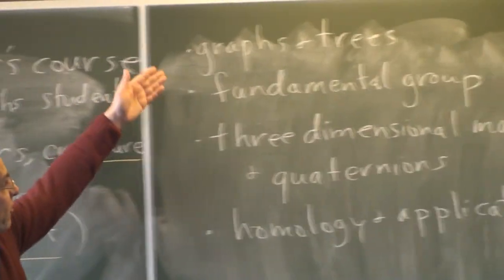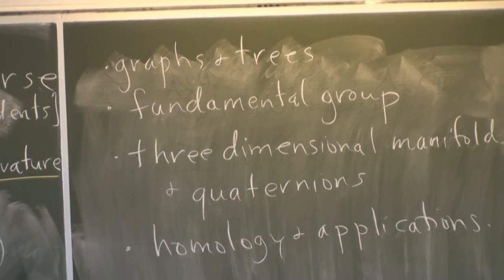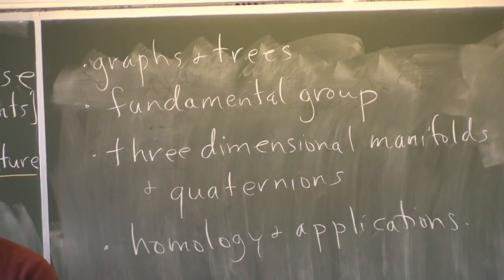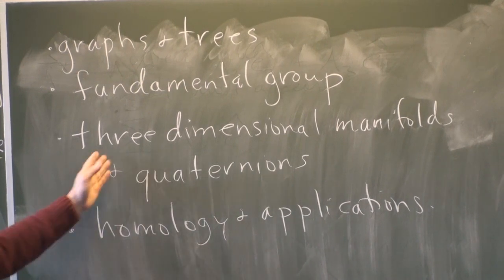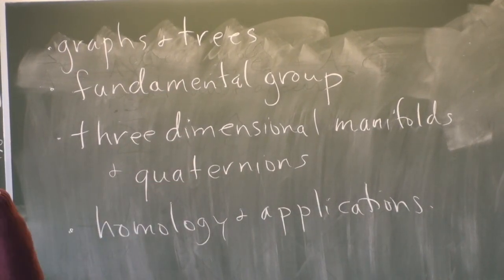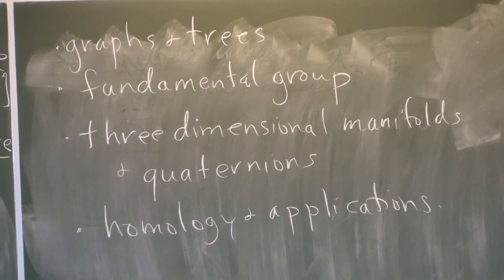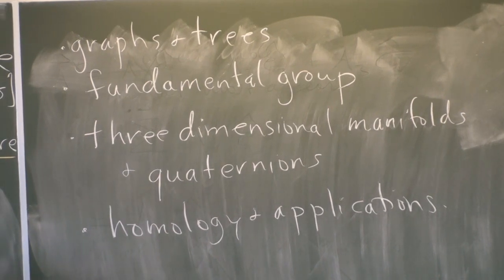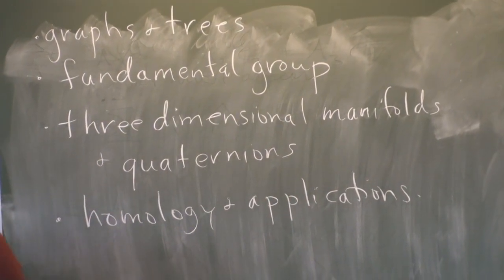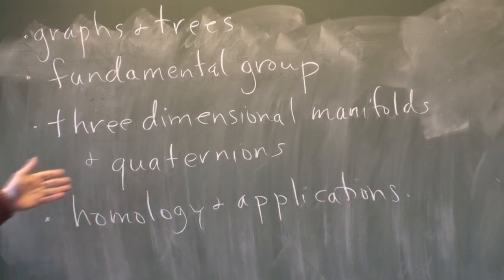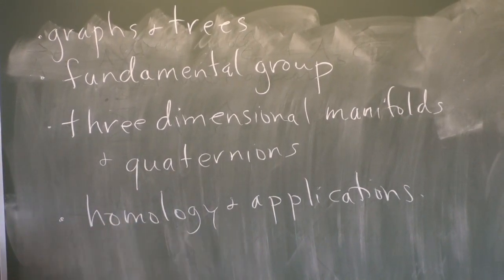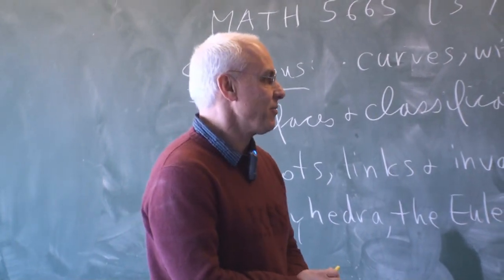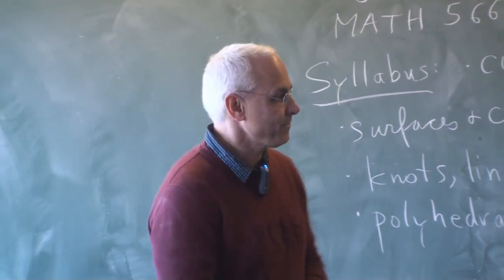We're going to make some contact with graph theory, the topological aspects of graph theory, and talk about trees. We're going to talk about the fundamental group of a surface or a topological space, which was introduced by Poincare. And then we'll eventually get to talking about three-dimensional manifolds. We'll take the step up from two-dimensional surfaces to three-dimensional manifolds, which is much harder. Okay, but we're going to have a good look at the most fundamental three-dimensional manifold, which is the three-sphere. It's a very rich object of study and naturally connected with quaternions. And then we're also hopefully going to talk a little bit about homology and applications. So some of these words will not mean anything to you. That's all right. But at the end of the course, you should know what most of these words mean.